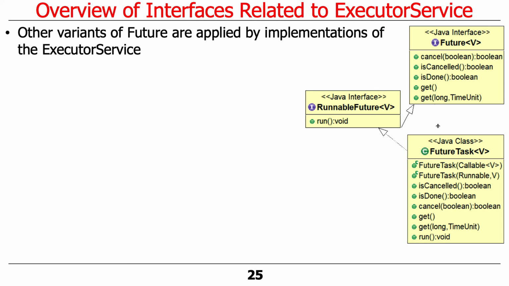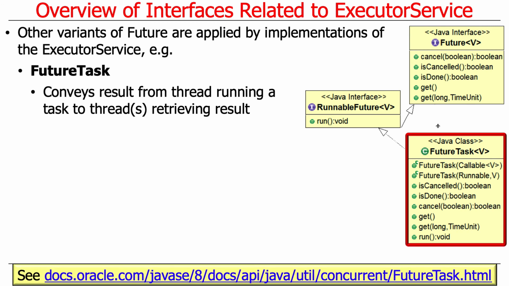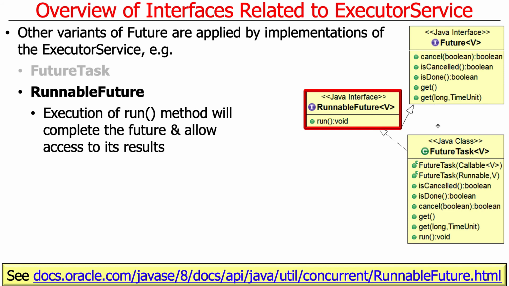So there are other subinterfaces of future, extensions of future, that are used to actually implement the executor service. So one thing is called a future task. We'll talk about that later. That's basically used to perform some computation in the background and then store the result someplace that can be picked up when the computation is finished. We'll talk more about that when we talk about some of the other mechanisms that are available to actually implement the future interface. There's also something called a runnable future, which essentially has a run method that does the processing and then allows the future to give access to the results. So this gets both methods.